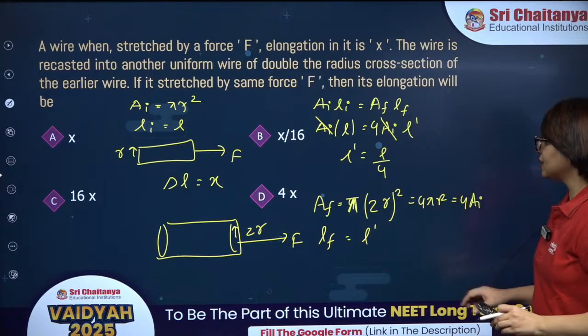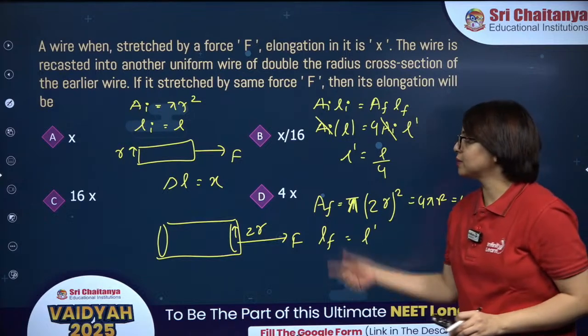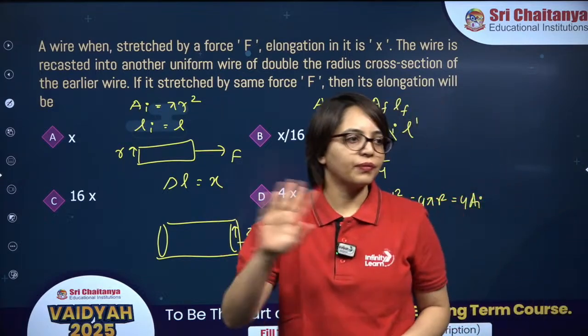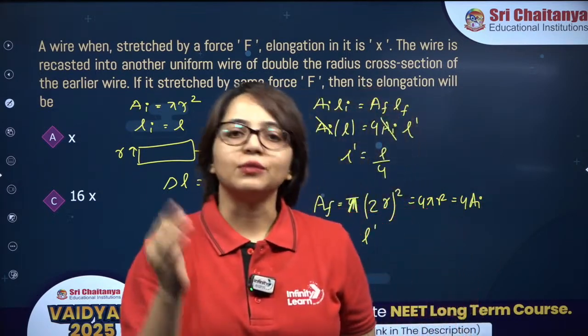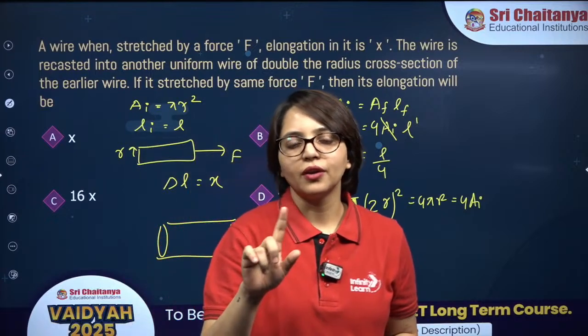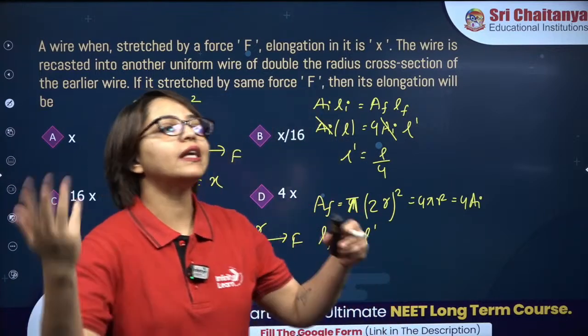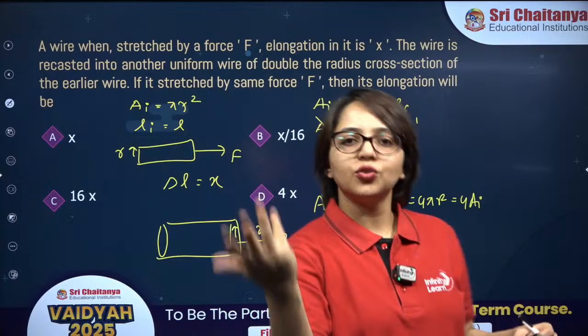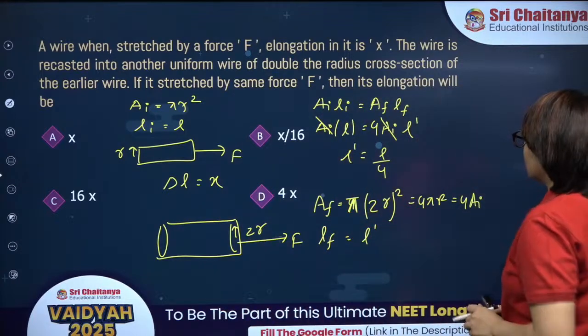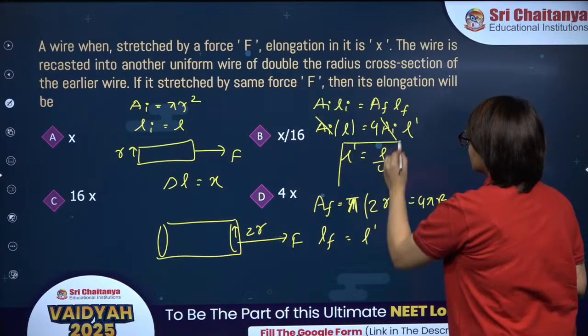Dekho, it is very simple. What you have to do is, if you are increasing the area 4 times, length will decrease by 4 times. If you are increasing the area 10 times, length will decrease by 10 times. If you are increasing the area 20 times, length will decrease by 20 times. So, this is the new length.